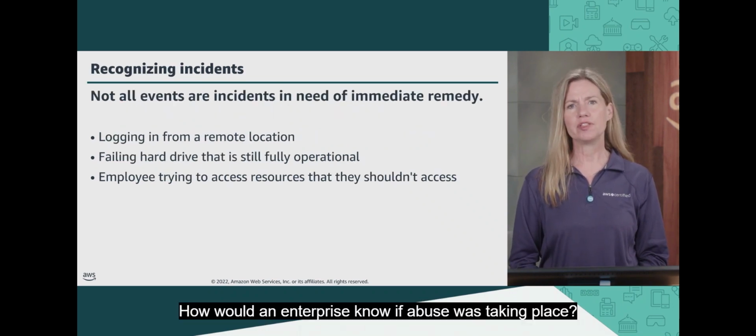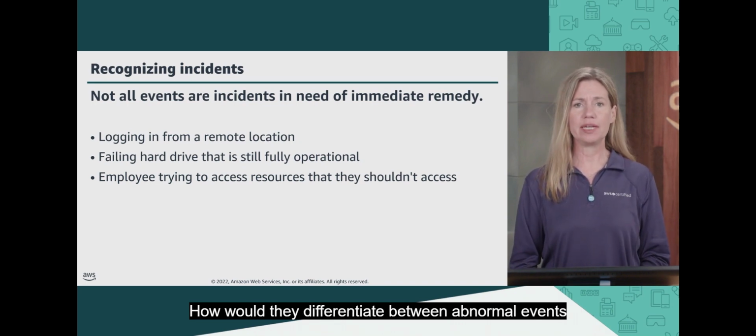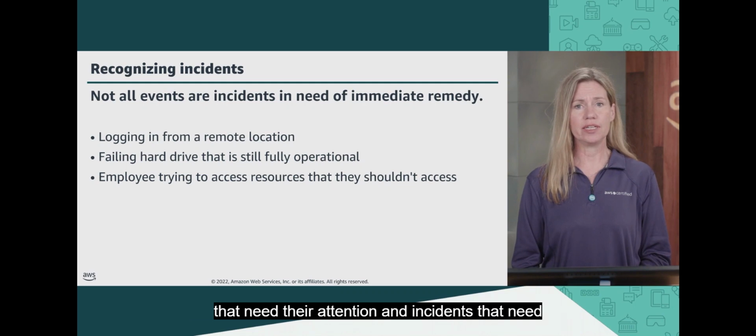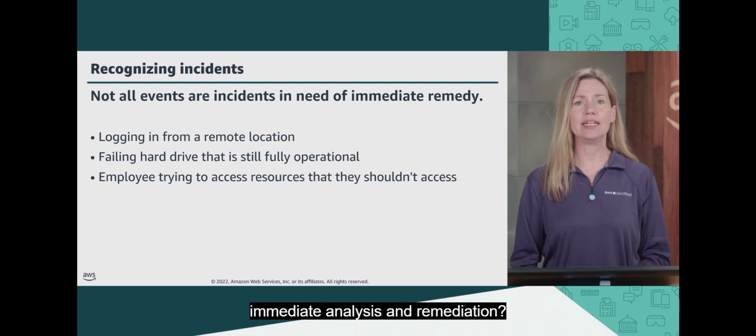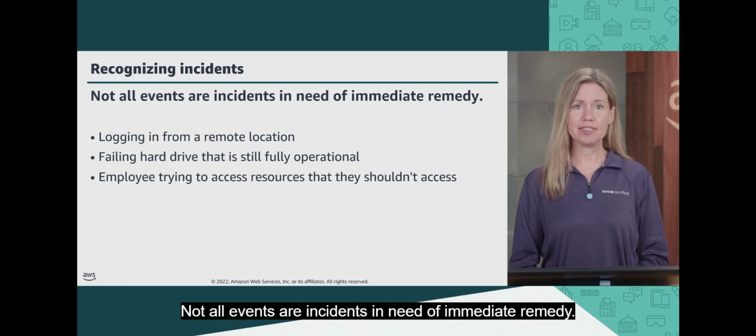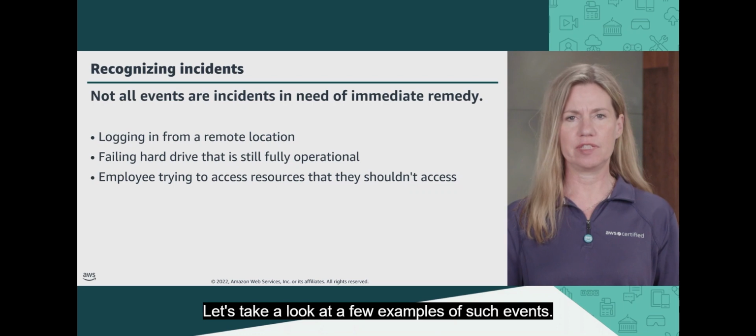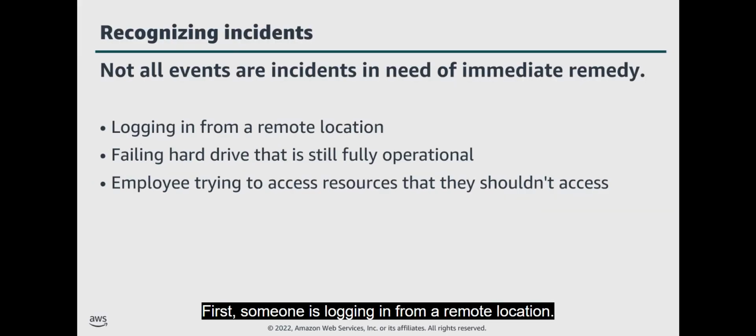How would an enterprise know if abuse was taking place? How would they differentiate between abnormal events that need their attention and incidents that need immediate analysis and remediation? Not all events are incidents in need of immediate remedy. Let's take a look at a few examples of such events. First, someone is logging in from a remote location. In this scenario, an employee might be traveling or using an approved virtual private network or VPN.